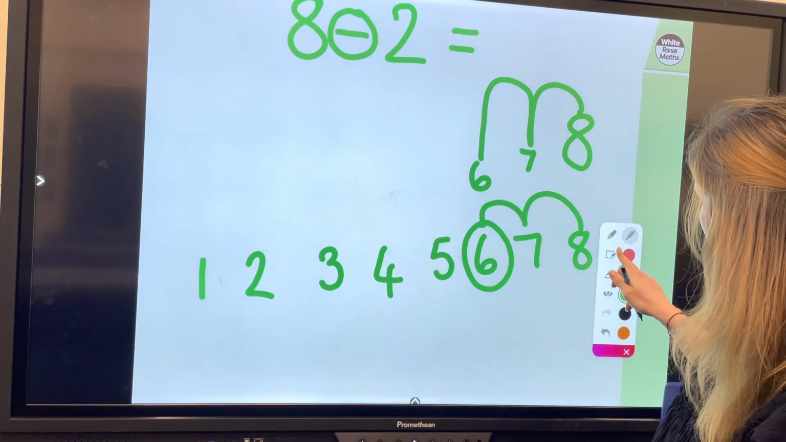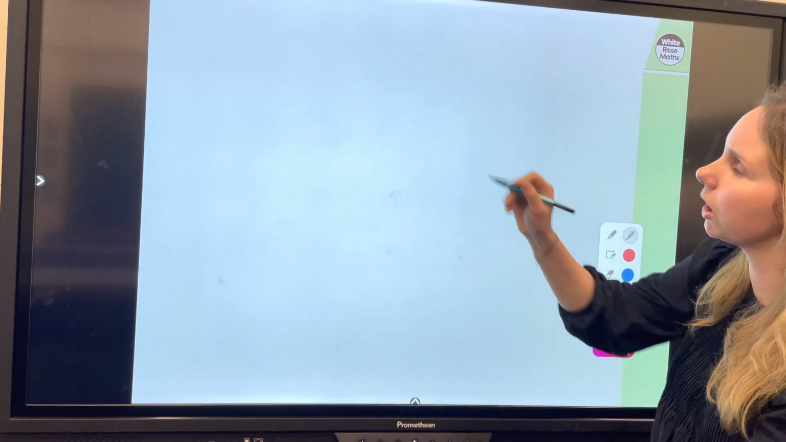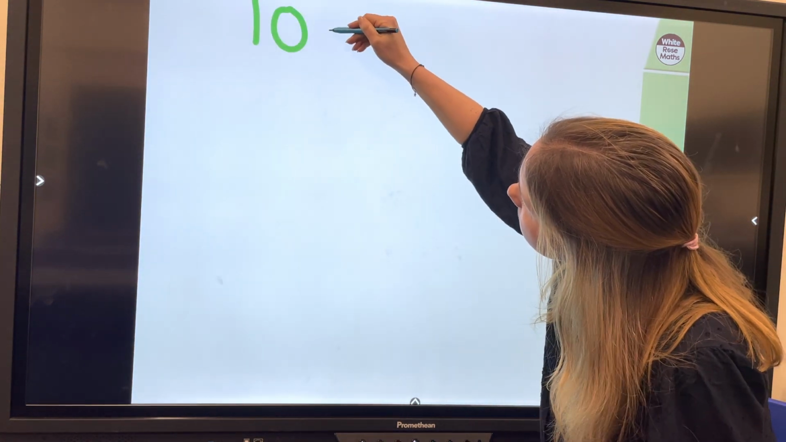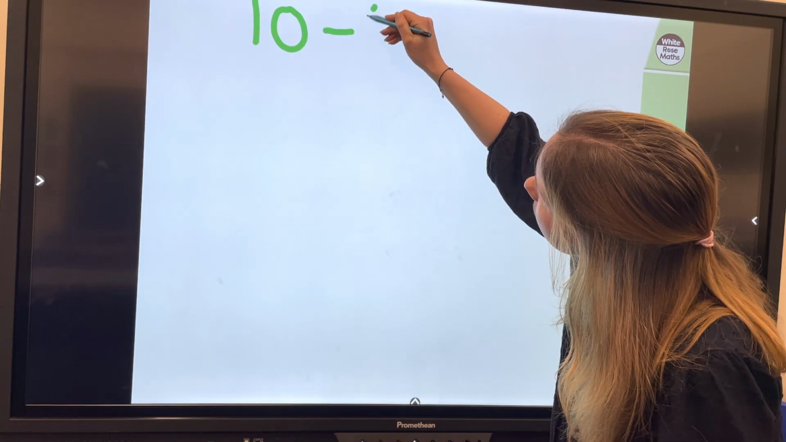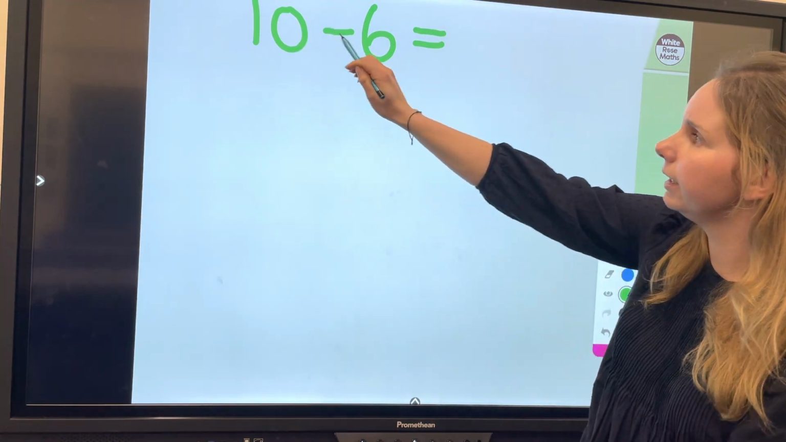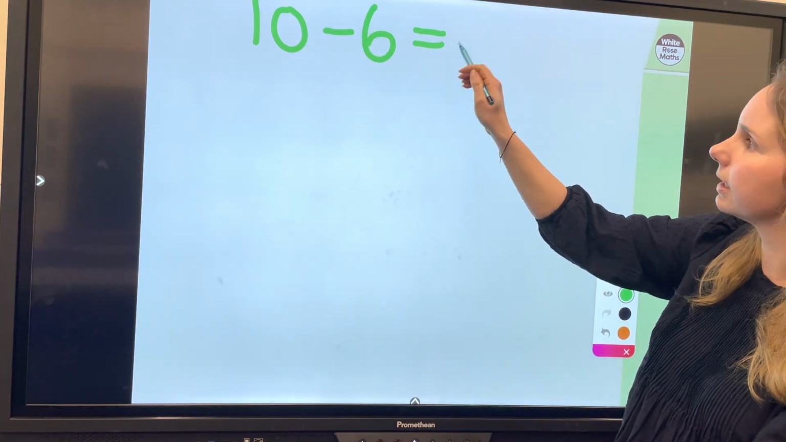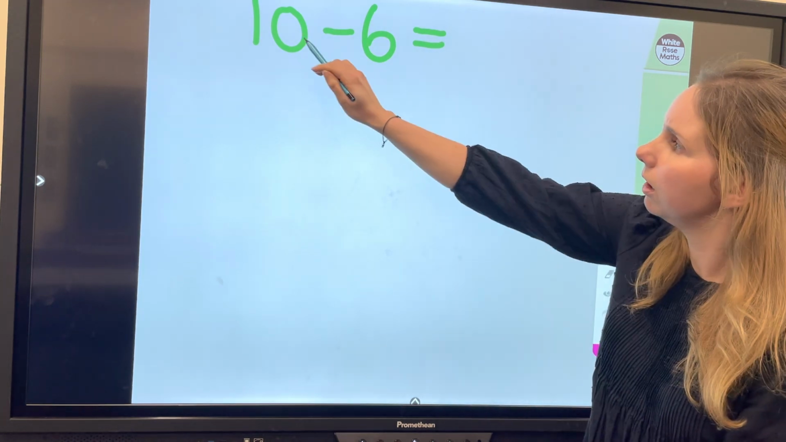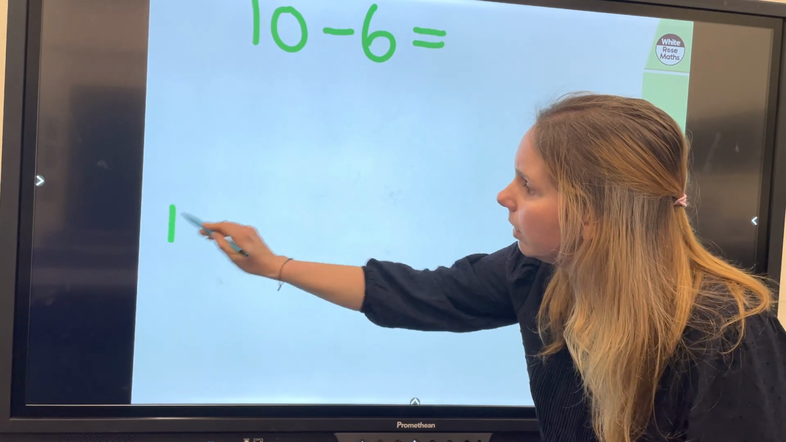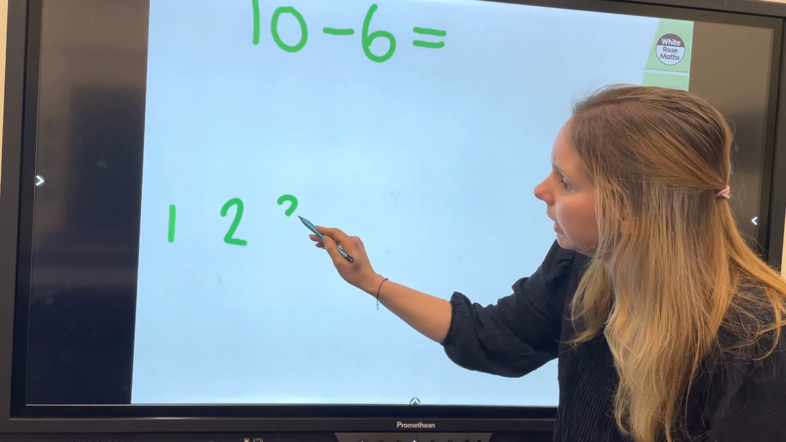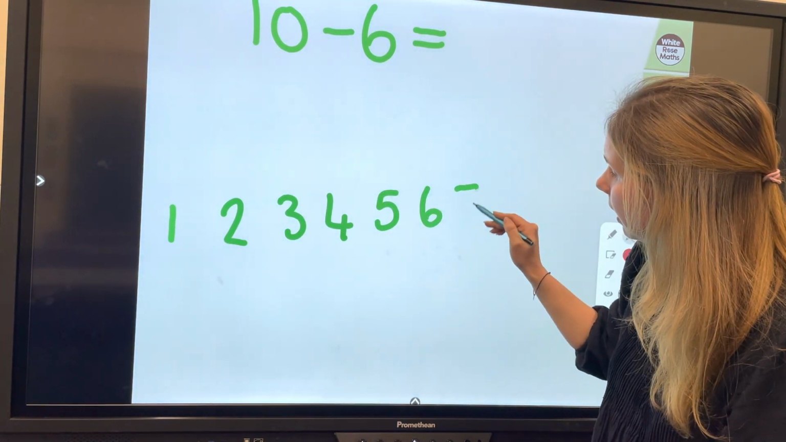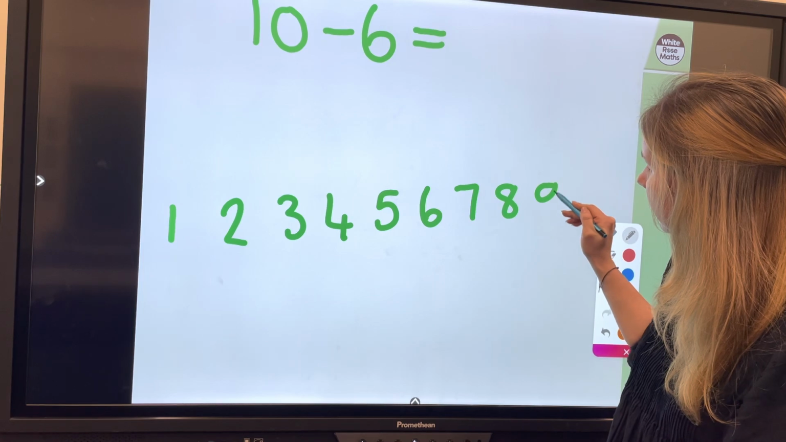Let's look at one more. Join in with these at home, so have a go. Can you read that number sentence at home? 10 subtract 6 equals. So I'm going to have a go at writing my number line to 10. 1, 2, 3, 4, 5, 6, 7, 8, 9, 10.